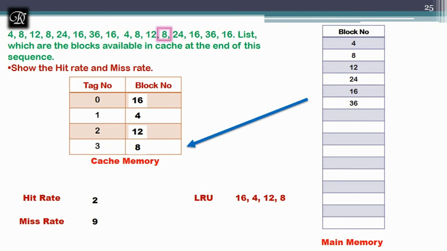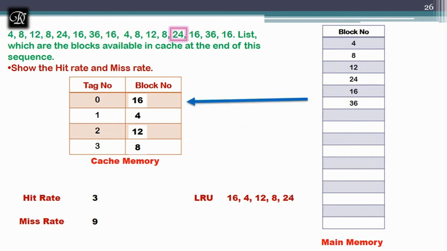Next request is for 8. 8 already exists in the cache, so this is a hit. So I have to increase the hit count and change the order of 8. 8 should be marked as just recently added. The next block is 24. 24 is not available in the cache, so I have to find a place. The replacement algorithm suggests 16 should be replaced. So I replace the 16 block with 24 and increase the miss rate by 1.